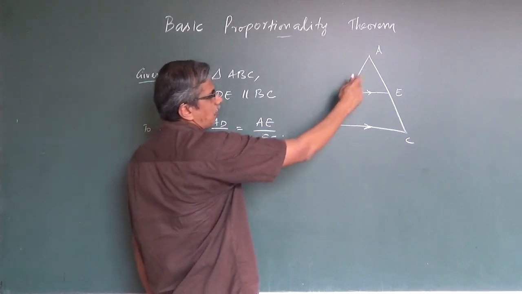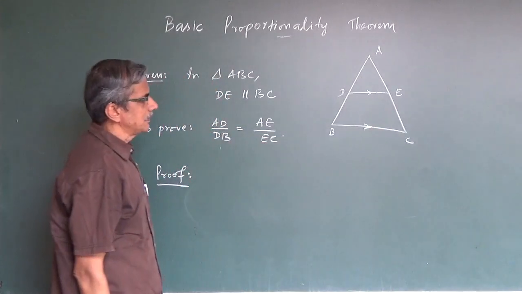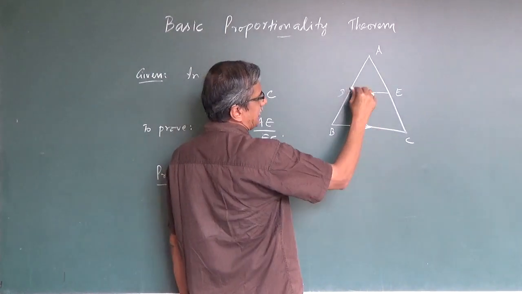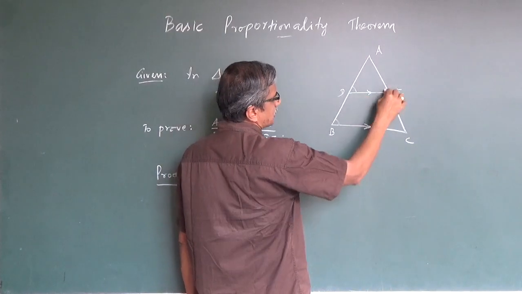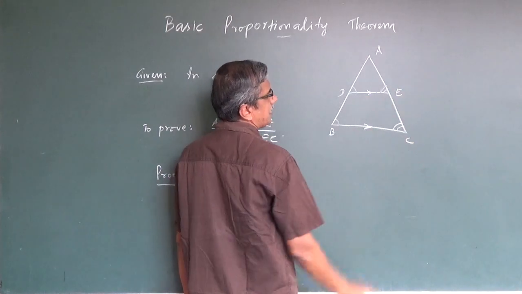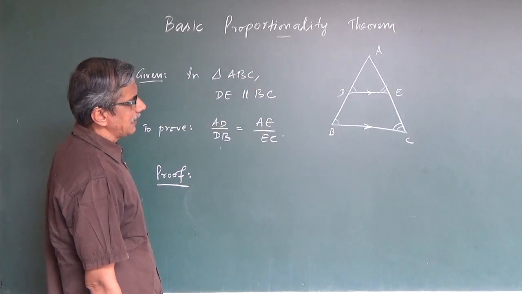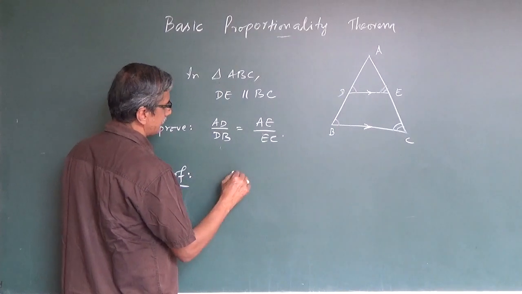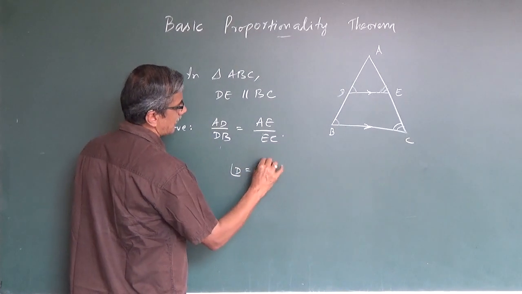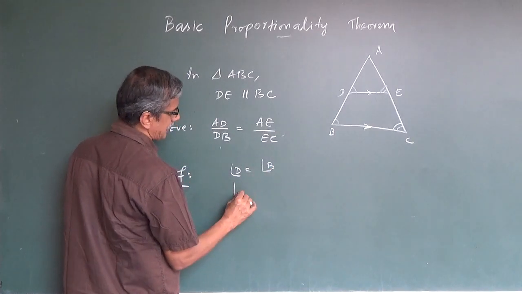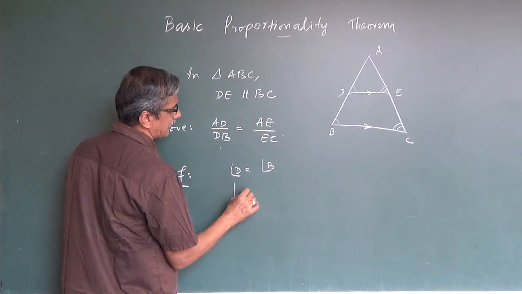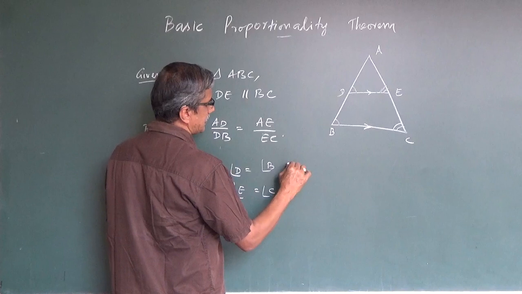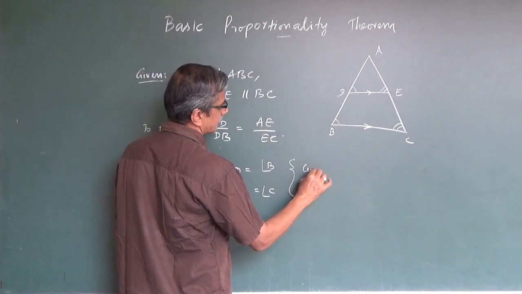You can see that the small triangle and the big triangle are similar, by angle similarity. Because these two are parallel lines, this angle and this angle will be equal, corresponding angles. This angle and this angle will be equal, corresponding angles. By angle similarity, the two triangles are similar. So we will write that angle D is equal to angle B, and angle E is equal to angle C. The reason is corresponding angles are equal.